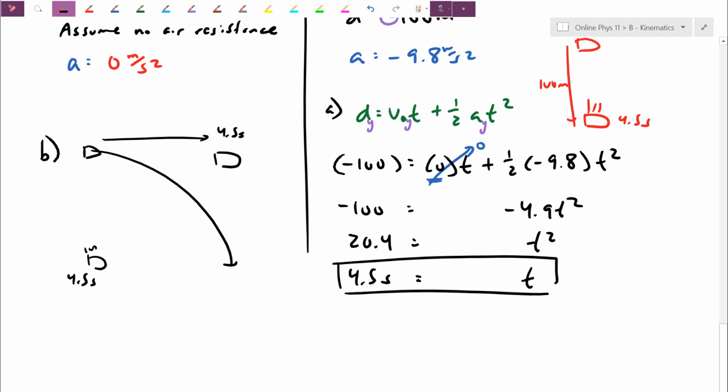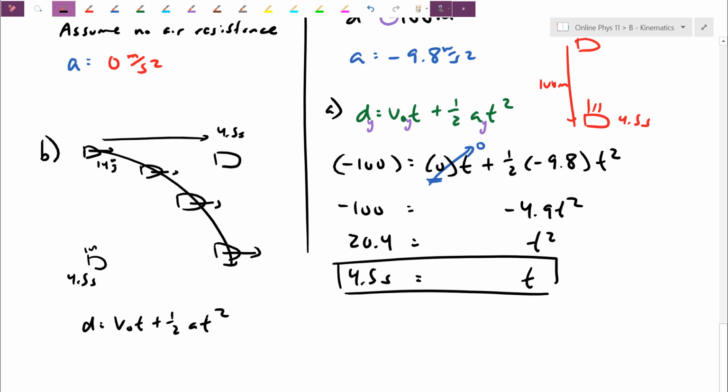to go forwards. So initially it was going at 50 kilometers per hour. I converted it to 14 meters per second. A little bit later, still 14. A little bit later, still 14. So if you give me a time of 4.5 seconds, horizontally I can try using the same formula. D is equal to V naught T plus 1/2 A T squared.